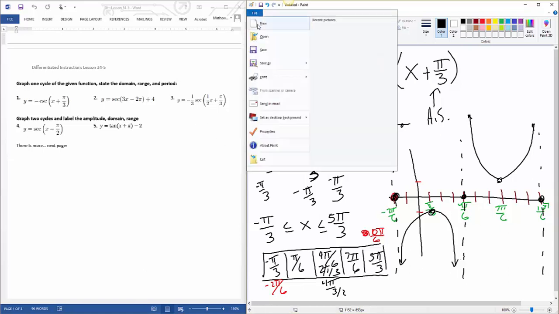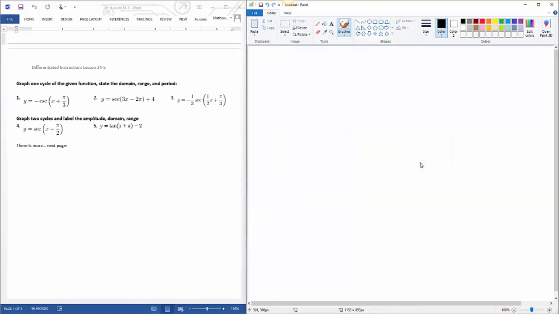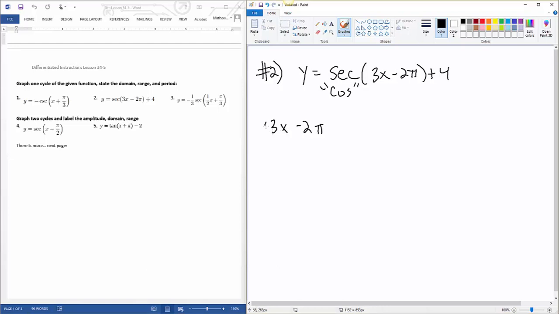Alright, let's look at another one. So we get number 2. So y equals secant of 3x minus 2 pi plus 4. So we're going to pretend like this is cosine. So then I put 3x minus 2 pi between 0 and 2 pi. So I'm going to add 2 pi to everything. Divide everything by 3.